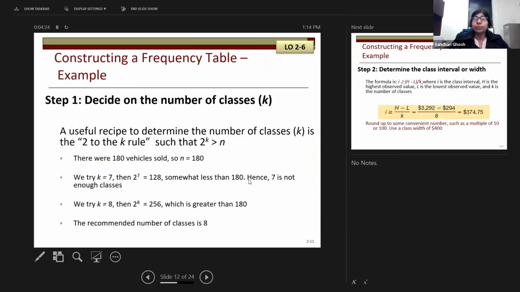And creation of a frequency distribution table. So all this is good. The data is given to us. But first, looking at the data, how do we come up with a table? We need to know how many classes we can make from there.